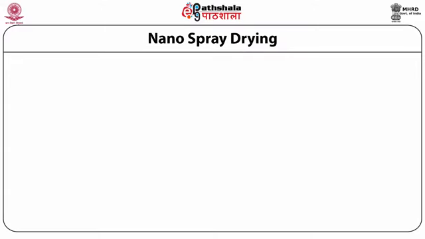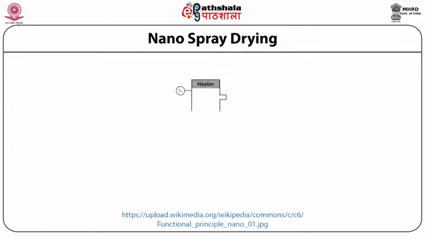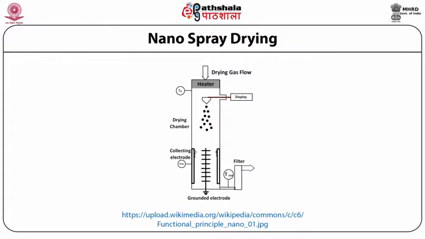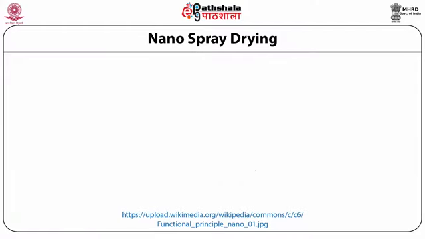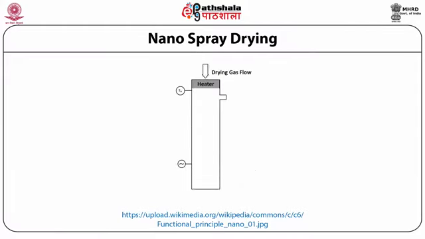The nanospray drying technique is diagrammatically represented in this figure. The figure clearly shows a drying chamber and nozzle, that is also called the atomizer, and drying gas is also flowing into the chamber, and this drying chamber is again connected to the filter or the cyclone separator to remove the nanoparticles from the drying chamber.